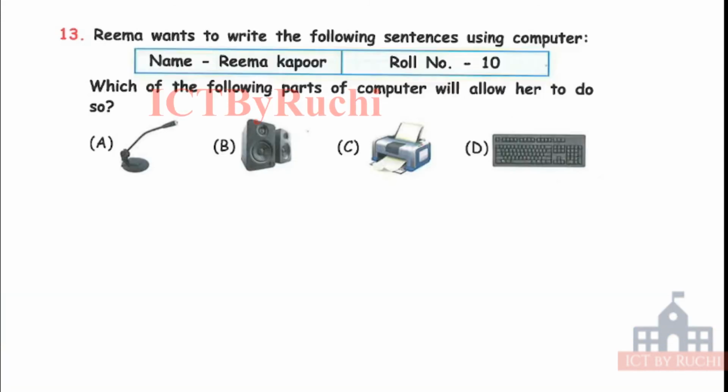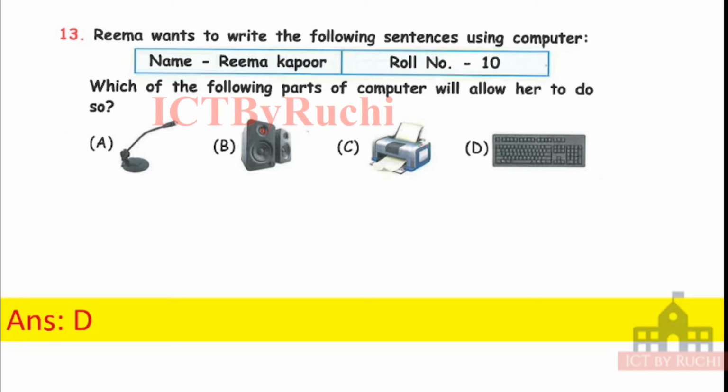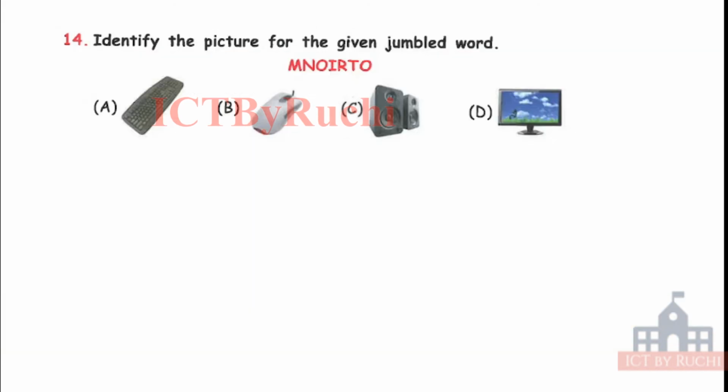Next question. Reema wants to write the following sentences using a computer: Name Reema Kapoor, roll number 10. Which of the following parts of a computer will allow her to do so? So for writing, which part is required out of A, B, C, D? Firstly look at the pictures, find out the names of the pictures, and then give me the answer A, B, C, D. Answer is D. Keyboard allows typing.